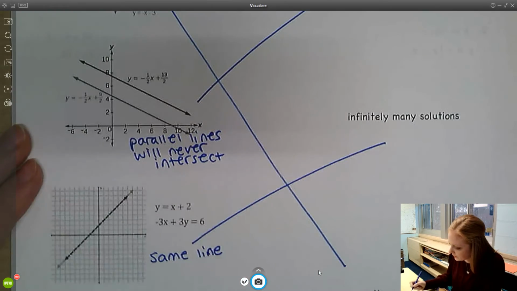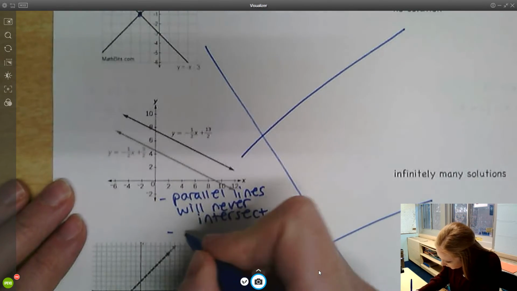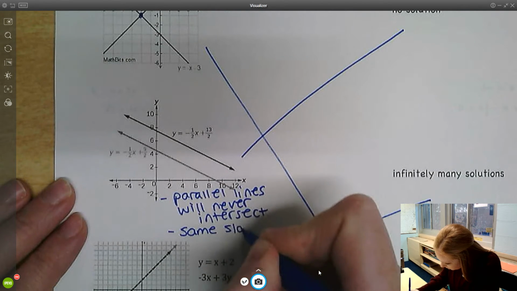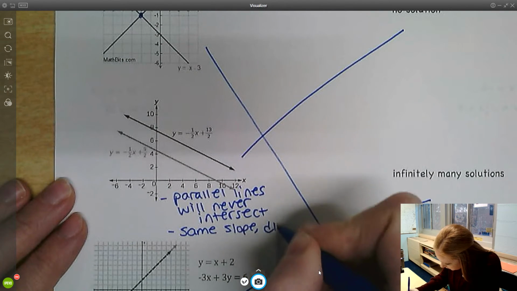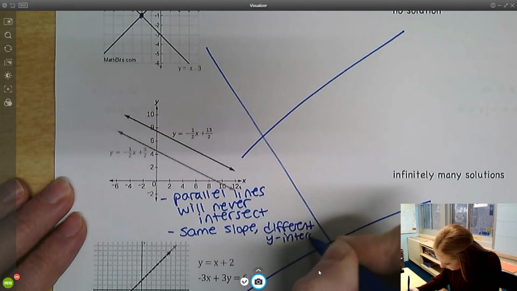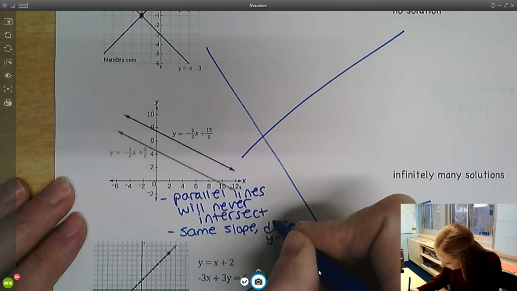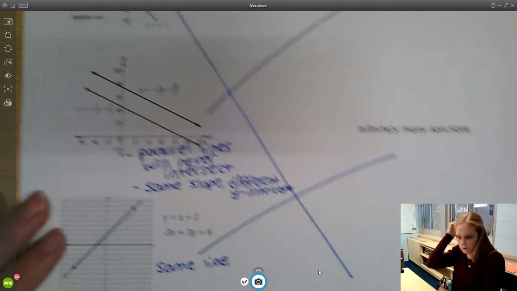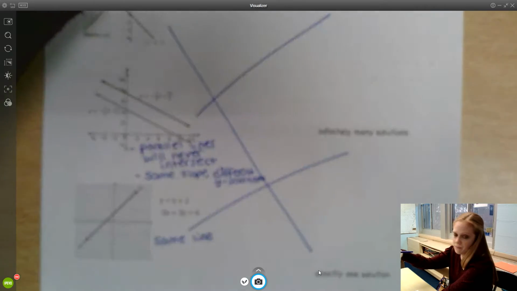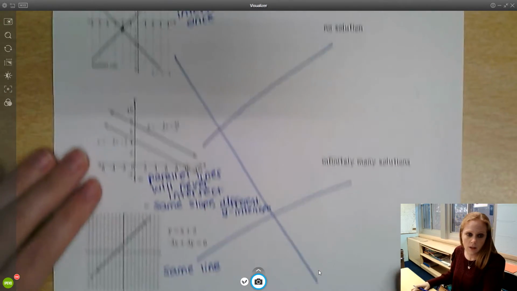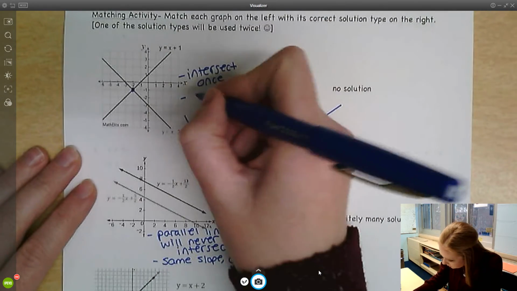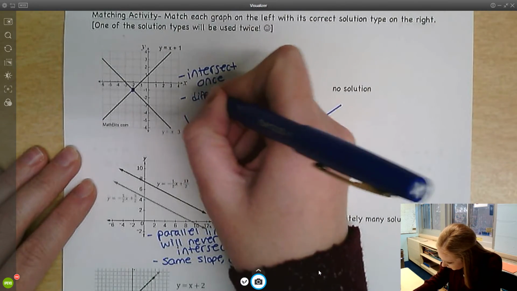The same line. Also, let's just note for the parallel lines, they have the same slope, different y-intercepts. Zoom out a little bit. Okay, and just to go back here, intersect once. These have different slopes. The y-intercepts don't matter.